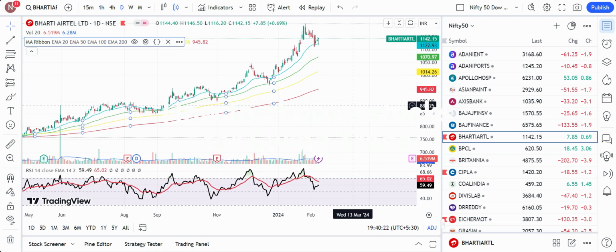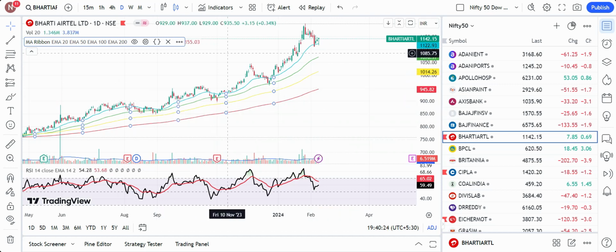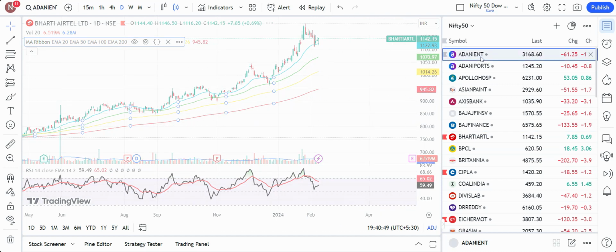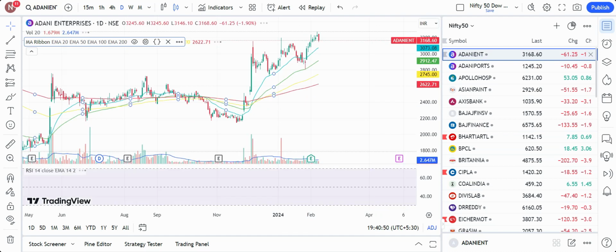So I'm using TradingView here. I've got this Nifty 50 list which I've put in TradingView. I've got RSI here, and I have the 20-day volume, and I have a MA ribbon, and I have the 20, 50, 120 EMA here. So let's just quickly go and see what we see here.